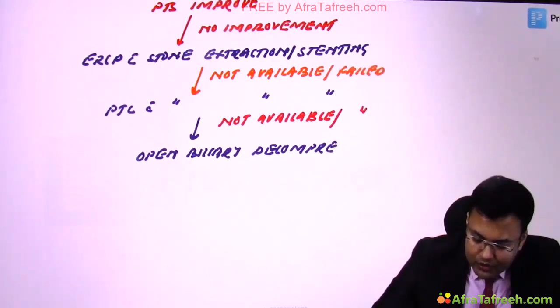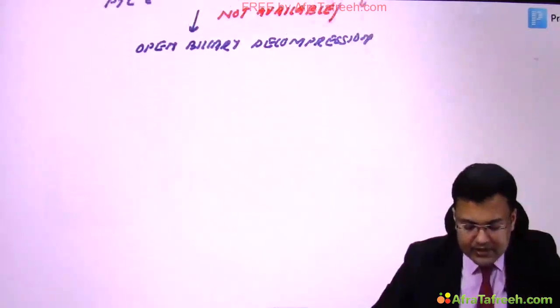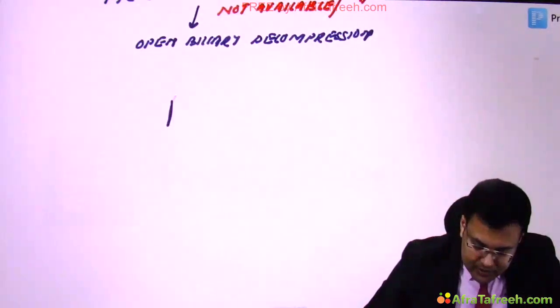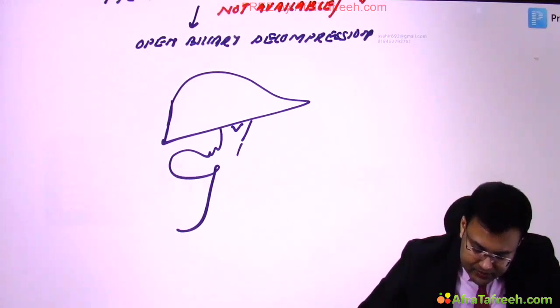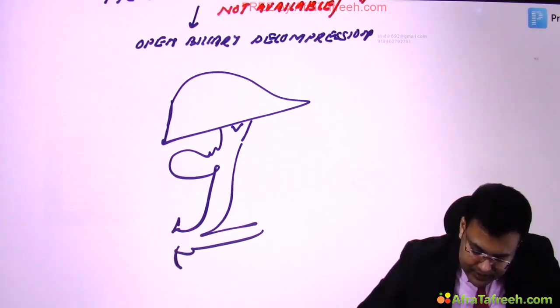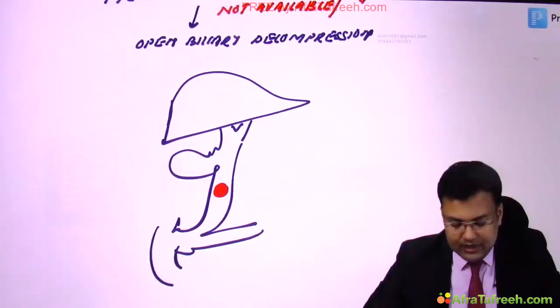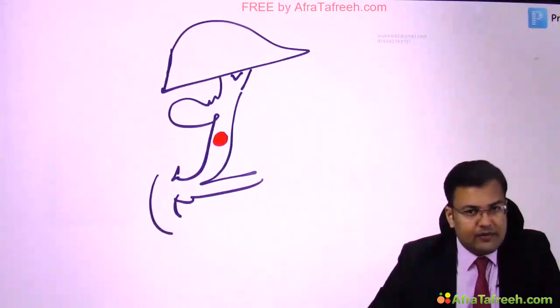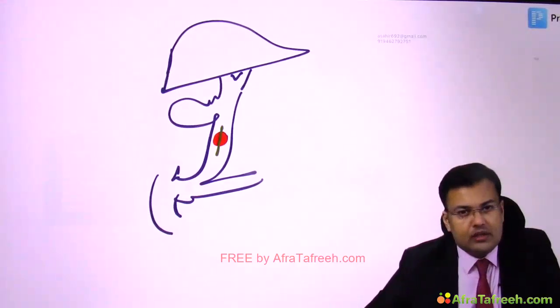How we do it? Open biliary decompression. So we take the patient to OT after resuscitation. What we perform, we give a longitudinal incision. You can see here. Here is the stone. Clear? You are not able to relieve or remove the stone with the help of ERCP. So we perform or give incision, longitudinal incision.